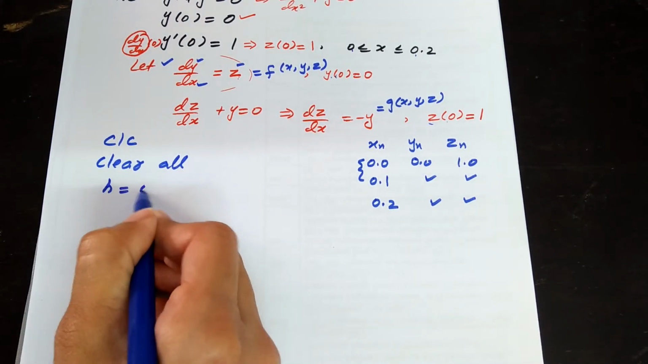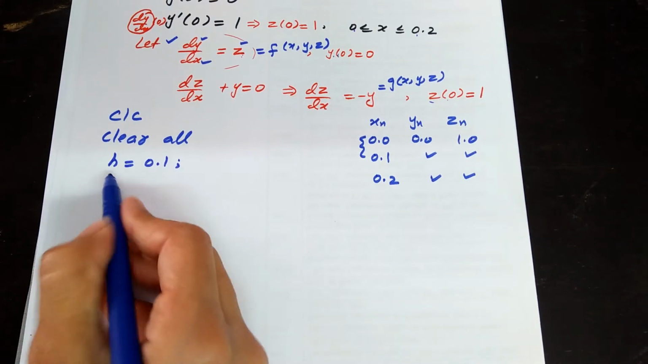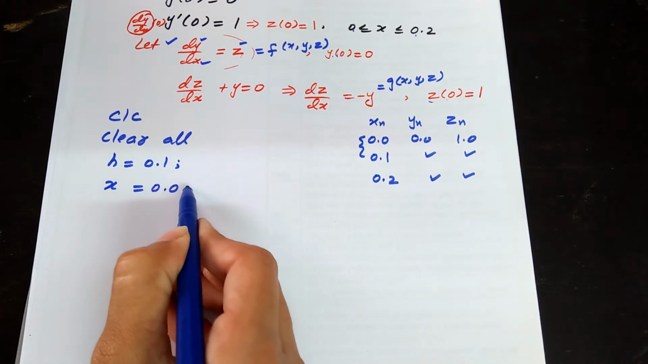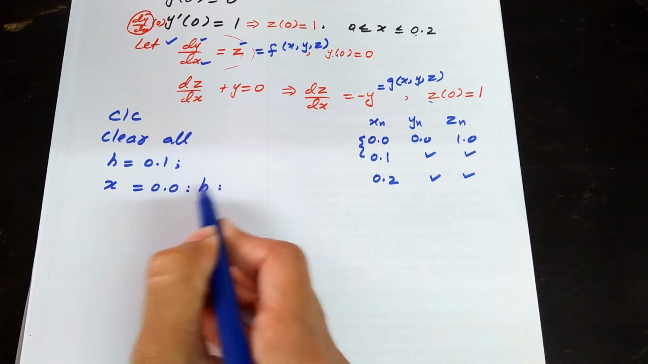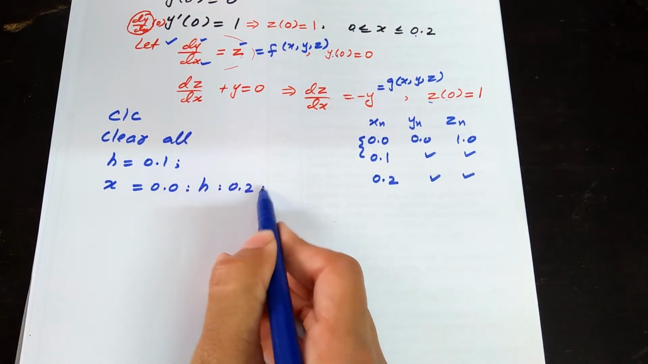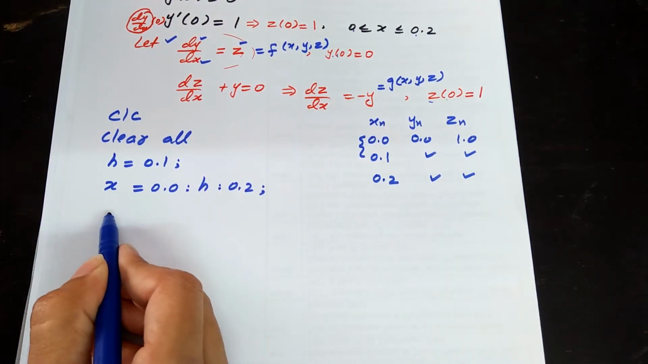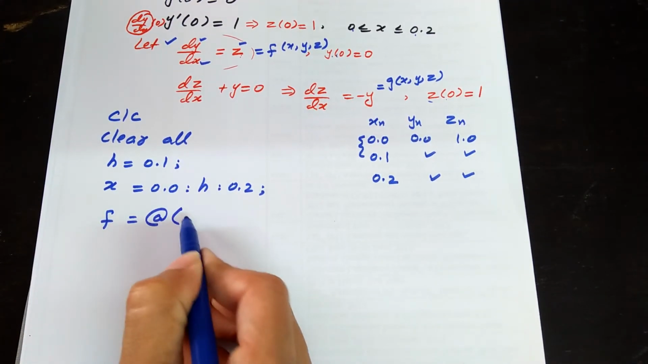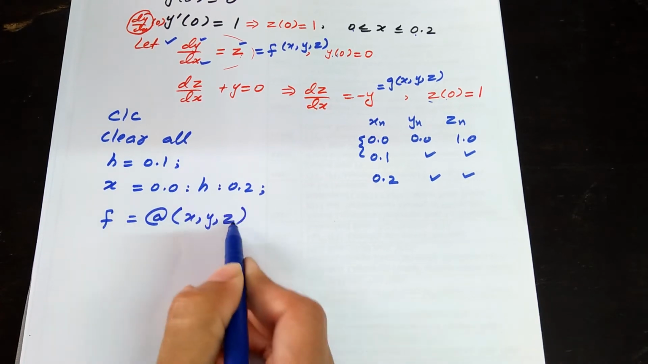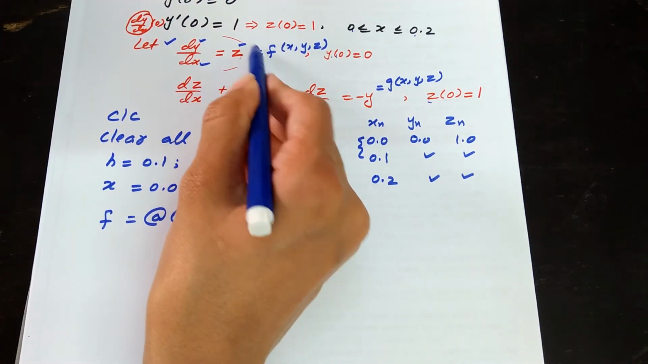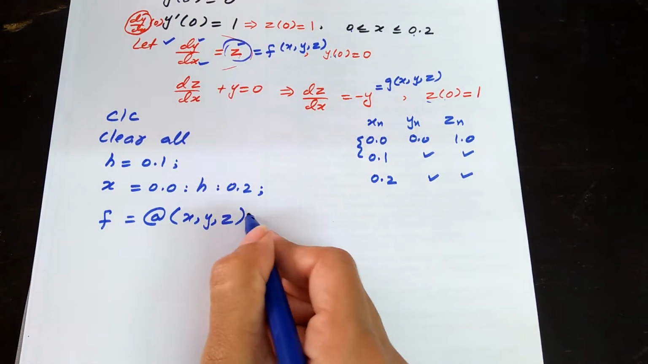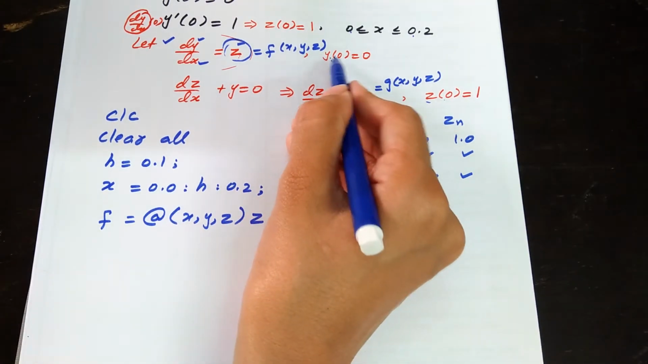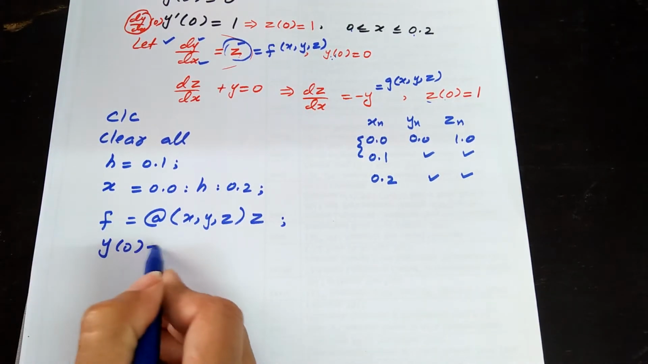So step size is h equals 0.1 semicolon. Then my domain x equals starting from 0, 0.0, h step size and 0.2 semicolon. Then my first function f is f equal at the rate x, y, z. This is a function of x, y, z. And what is my value? My value is z here. Now, what is my condition for this function? That is y of 0 equals to 0.